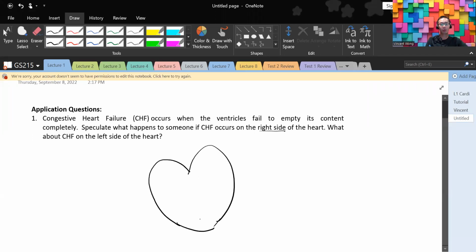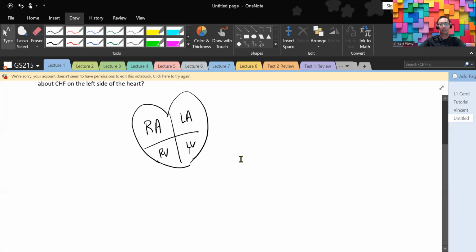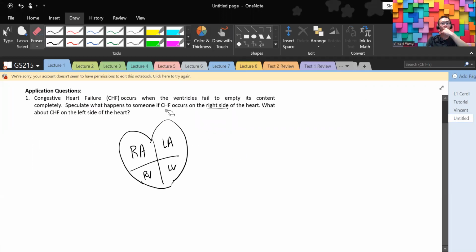I don't know why we keep on drawing the heart like that. You probably know it doesn't look like that anymore, right? So this is right atrium, right ventricle, left atrium, left ventricle. So let's see. Right side CHF. Right congestive heart failure. Okay, so what does it mean again? Well, the question tells us it fails to empty its content as in blood, right?